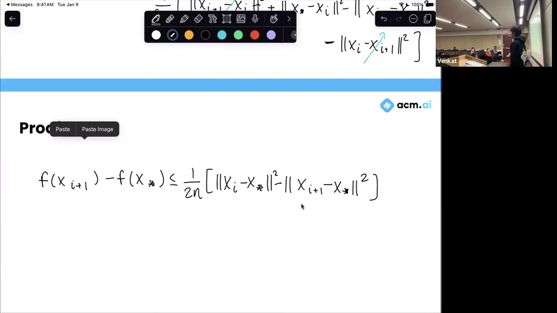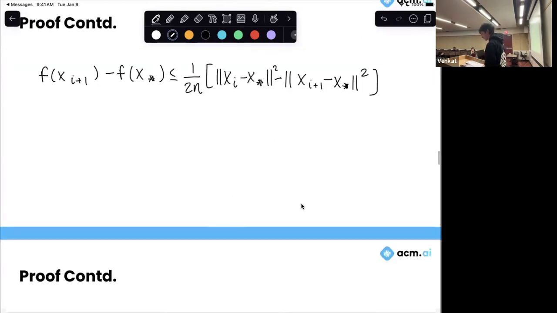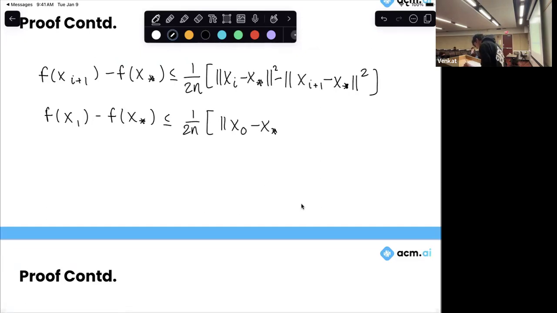And we're going to start writing out a couple iterations. So we'll start off with x1. So this is why I had so many slides. Okay. So we start off with I equals 0. We're going to have f of x1 minus f of x star is less than or equal to this. Right? Does that make sense? We just substitute I equals 0 here.